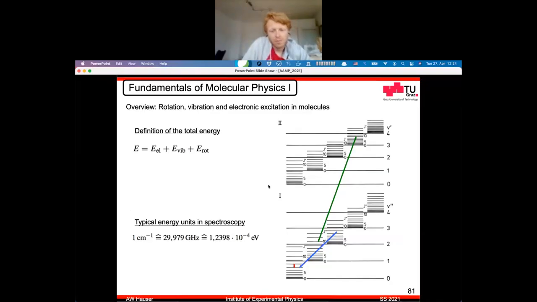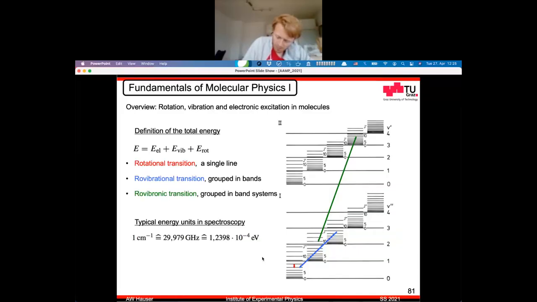So this is shown here. In green would be an excitation that goes from one electronic state to a different electronic state, also changing vibration and rotation. Then the blue line would be a change in vibration and rotation, and this red transition here would just be a rotational transition. So that's how we can classify them.